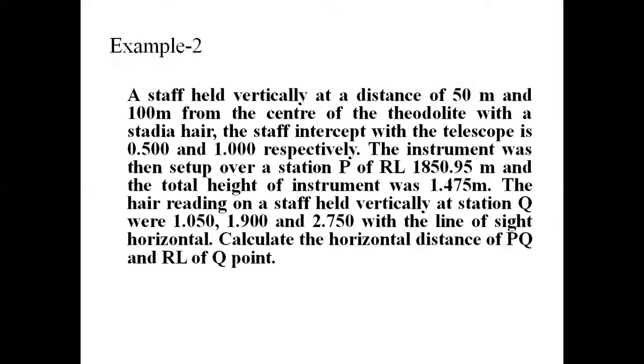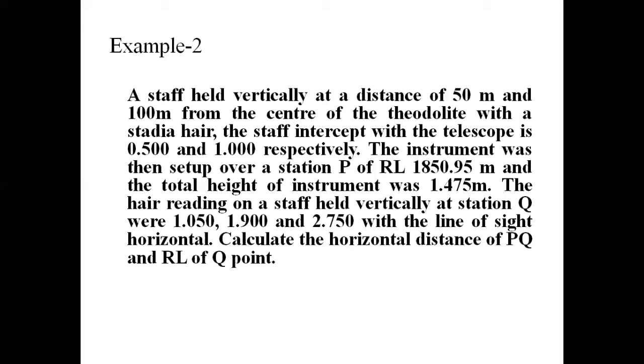Then the next numerical: the staff was held vertically at distances of 50 meter and 100 meter from the center of the theodolite with a stadia hair. The staff intercepts with the telescope are 0.500 and 1.000 meter respectively. The instrument was then set up over a station P of RL 1850.95 meter, and the total height of the instrument was 1.475 meter.